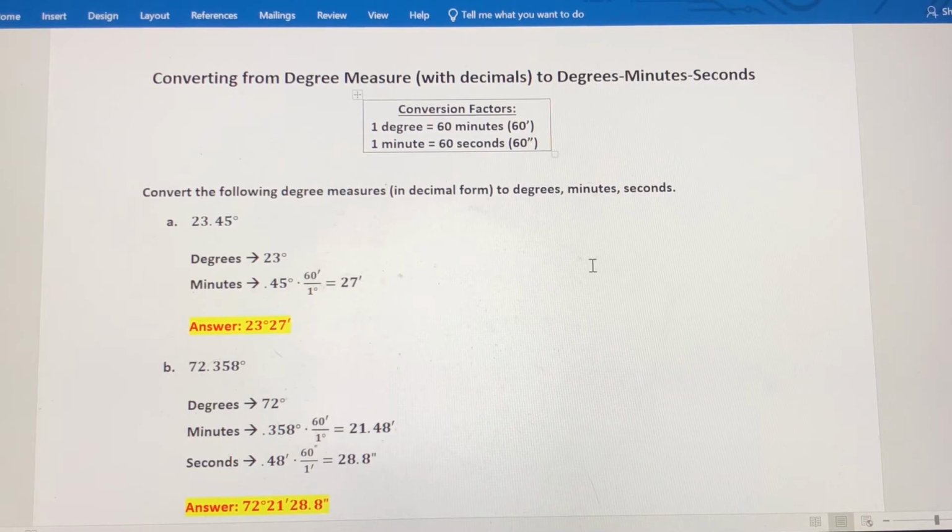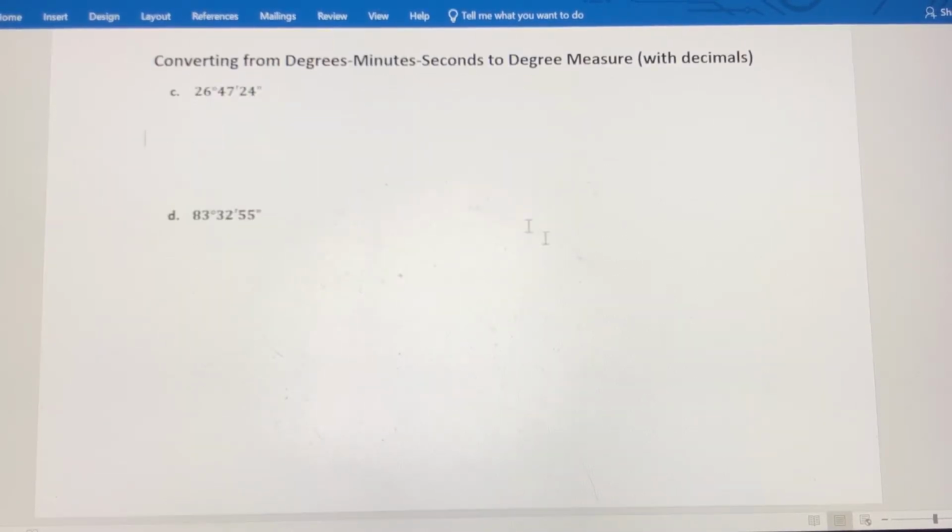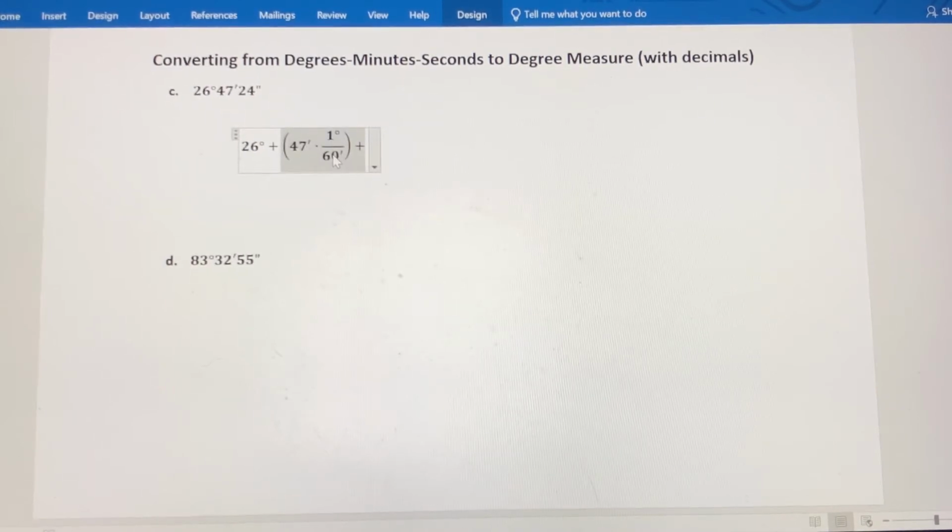So we're going to continue using those conversion factors when we're converting from DMS, degrees, minutes, seconds, to degree measure with decimals. First, we've got 26 degrees, so I know I'm going to have 26 point something in my decimal form. Now 47 minutes, I'm going to multiply by the conversion factor 1 degree per 60 minutes. If you think back to unit analysis, we want the minutes to cancel out, so that's why I'm multiplying by 1 over 60 this time instead of 60 over 1. If I multiplied by 60 over 1, my units wouldn't be what they need to be. So 47 minutes times 1 degree over 60 minutes will give me a decimal that'll get me started.